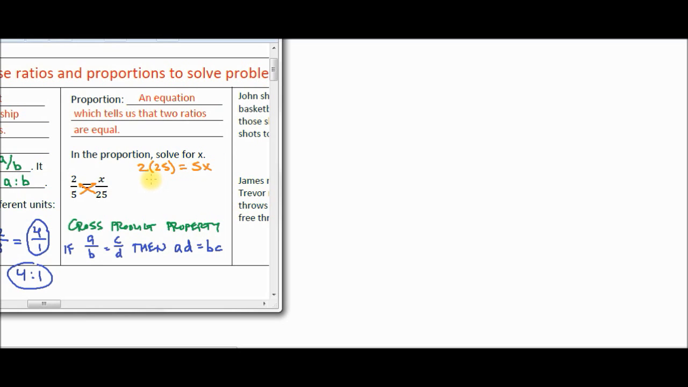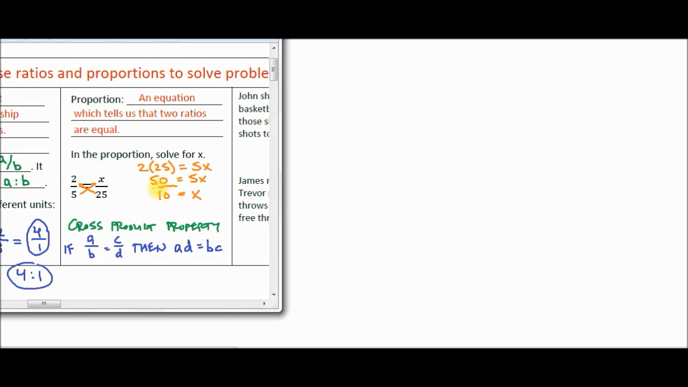2 times 25 is 50, so 50 equals 5x. Now we can divide both sides by 5. If you divide the right side by 5, you just get x. If you divide the left side by 5, you get 50 divided by 5 is 10.